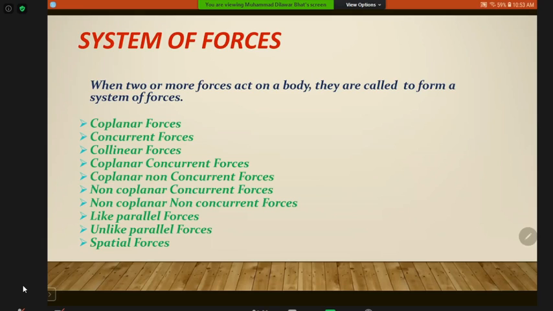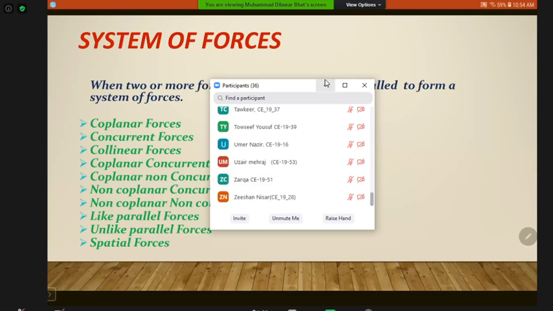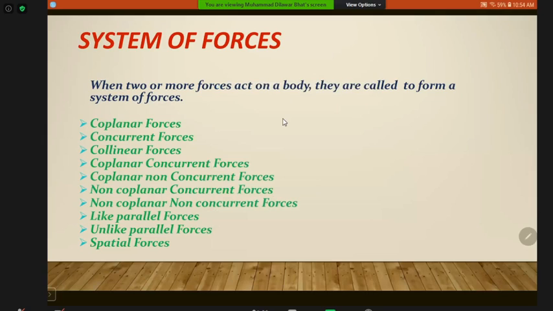We are not talking about forces now because we have already studied different types of forces that can come on any member. Now we want to know the different types of system of forces. What will be the different types of system of forces, which are distinguished like this. The first one is coplanar forces, right? And the second one is concurrent forces. And the third one is collinear forces.